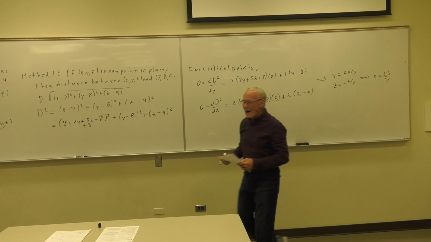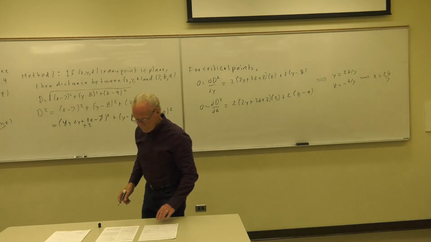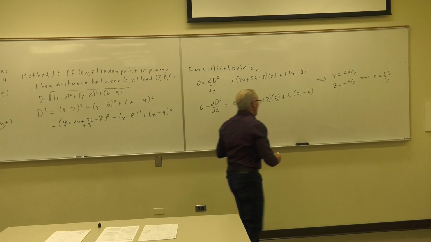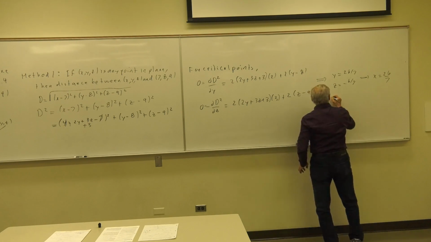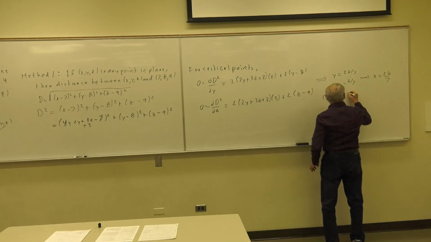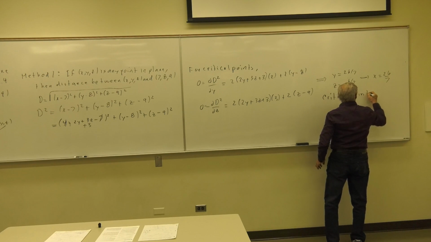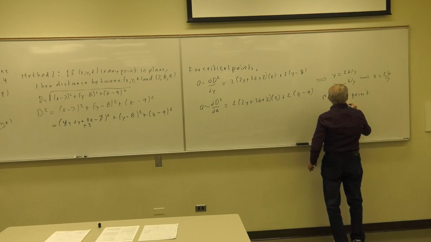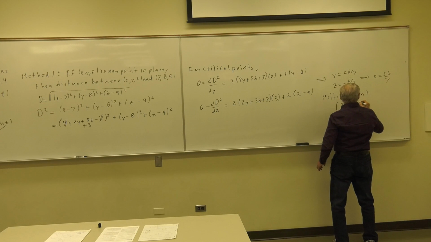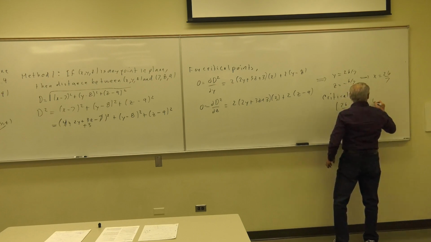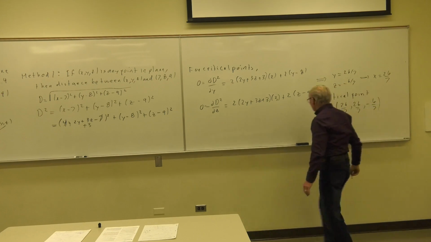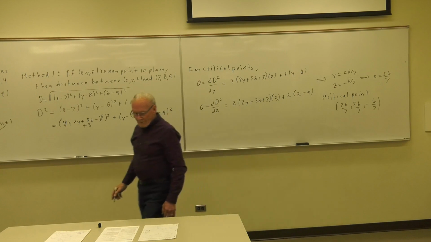So here's our critical point, right? So the critical point is, and we have only one, 26 over 7, 26 over 7, and minus 6 over 7. All right?